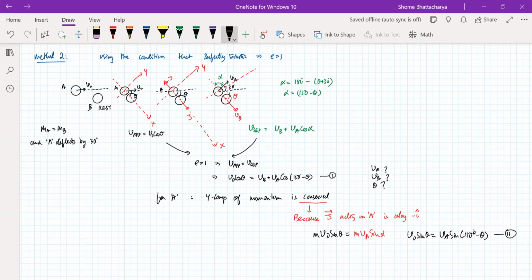Okay. And three variables, so I need one more equation. So what is the other equation I can write now?